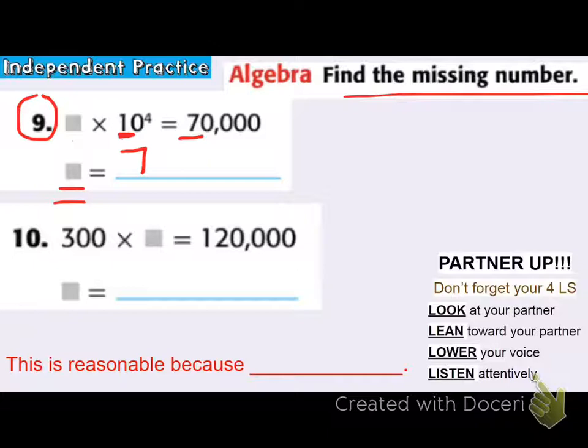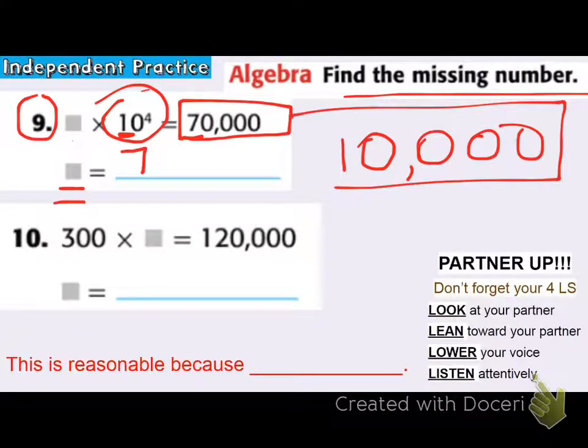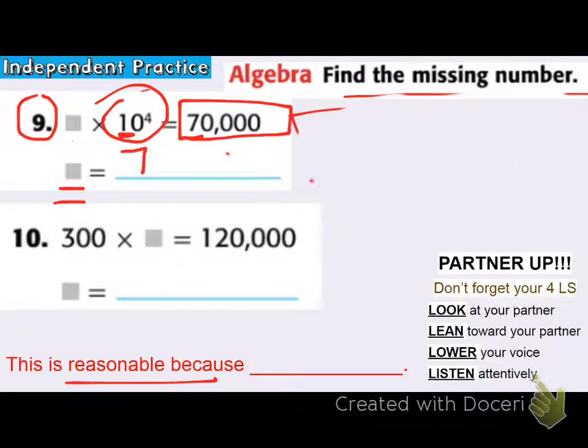So now I just got to figure out what's next. Well, let's check and see the value of 10 to the 4th power, or 10 times 10 times 10 times 10. Well, 10 to the 4th power is 10,000 because it has those 4 zeros. 70,000. So, it makes sense that 10 to the 4th power is 10,000. So 7 times 10,000 does equal 70,000. It's reasonable that the missing number is equal to 7. Let's move on to the next one.